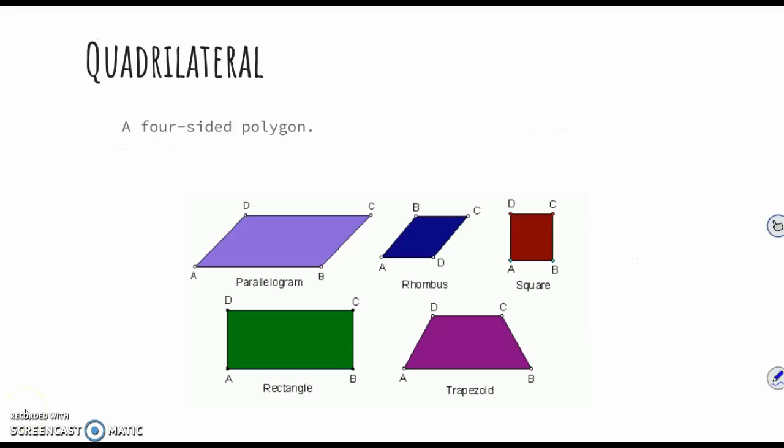One type of polygon is a quadrilateral. Quadrilaterals are four-sided polygons. Here you see we have a parallelogram, a rhombus, square, rectangle, and a trapezoid. We will explore these throughout the lesson.